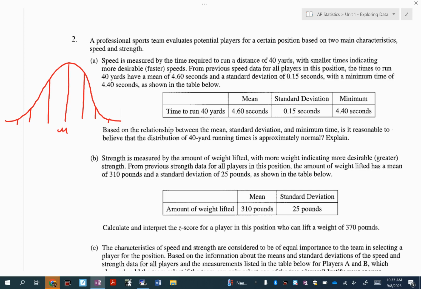So if this is going to be normal, I would expect my minimum to be roughly where when I look at the normal model? How many standard deviations below the mean am I expecting? Three. So if I standardize this, I have a mean, a standard deviation, and a data value. If I standardize that data value, finding a z-score, that should give me some insight into whether this is normal or not. So let's do it.